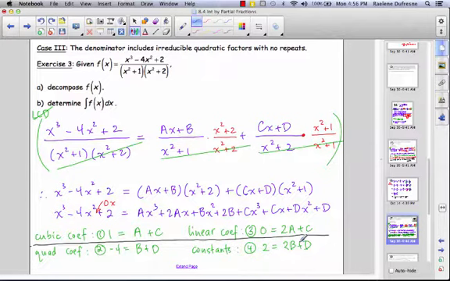So you can go ahead and solve the system, and then you can check by substituting a, b, c, and d into your partial fractions, getting a common denominator on the TI, and then going ahead and integrating the individual partial fractions.